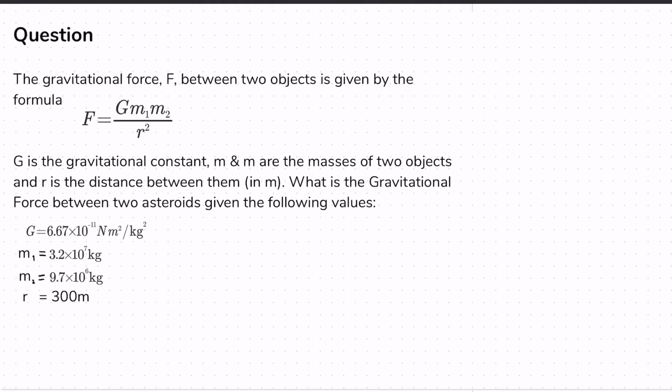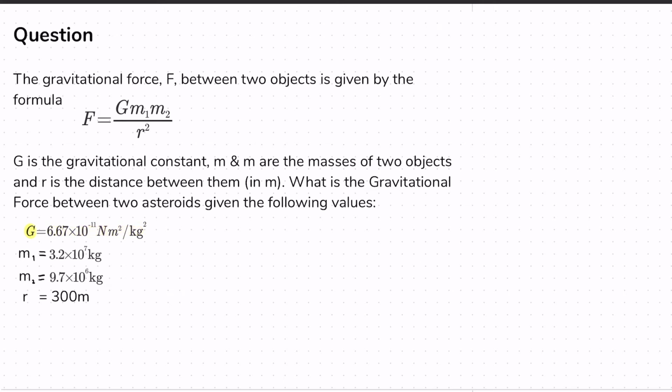In this next question, we have quite a famous equation, the formula giving us the gravitational force between two objects. Now it's asking us what the gravitational force is between two asteroids given some values. And what we're going to do is substitute each of those values. So the gravitational force, G, is equal to this.